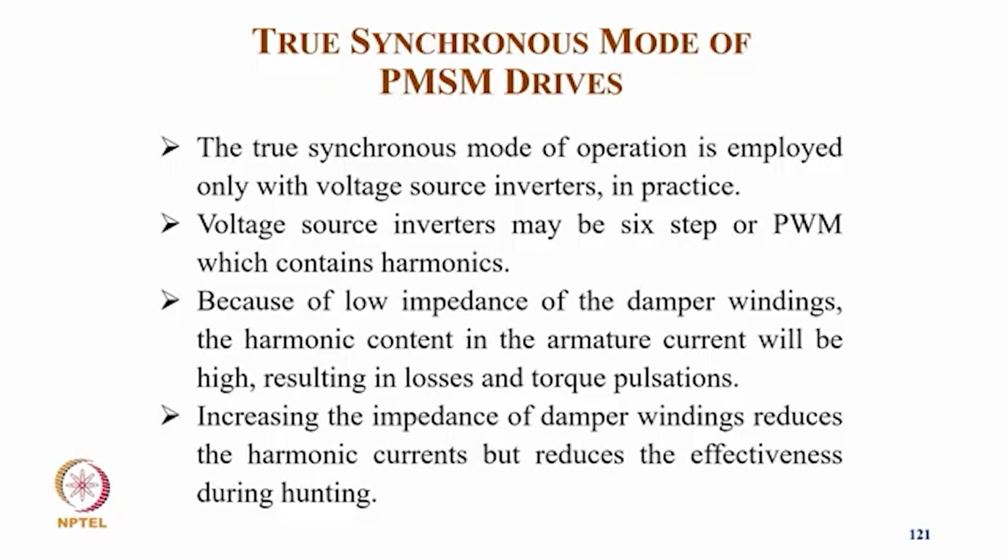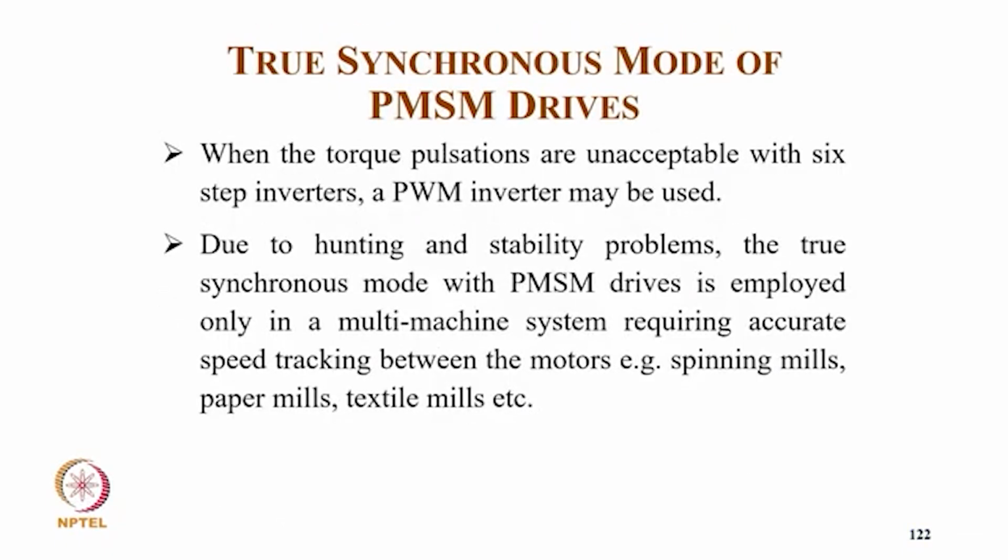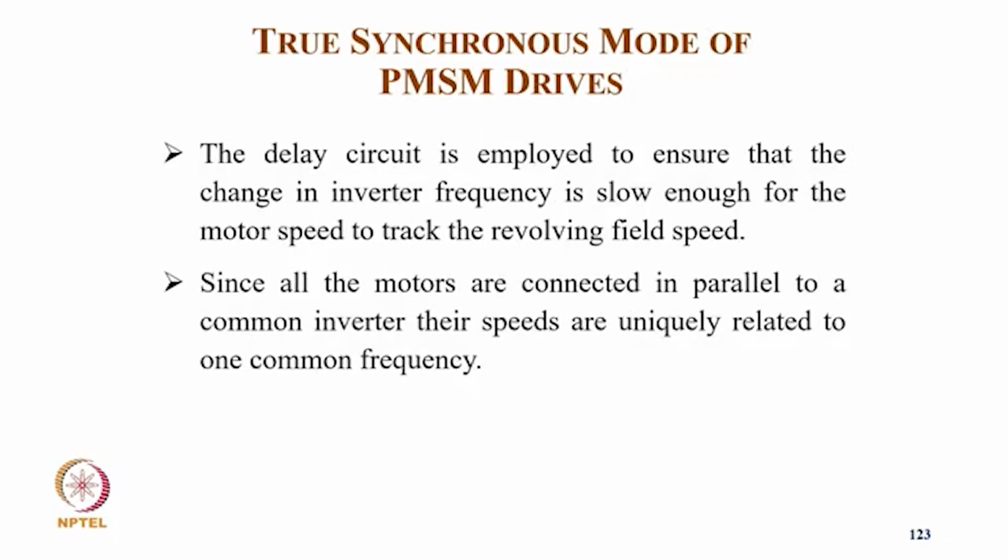And increasing the impedance of damper windings reduces the harmonics current but reduces the effectiveness during hunting. So when the torque pulsations are unacceptable with a 6-step inverter, a PWM inverter may be used. And due to hunting and stability problems, the true synchronous mode with PMSM drive is employed only in a multi-machine system requiring accurate speed tracking between the motors, that is spinning mills, paper mills, and textile mills, etc.